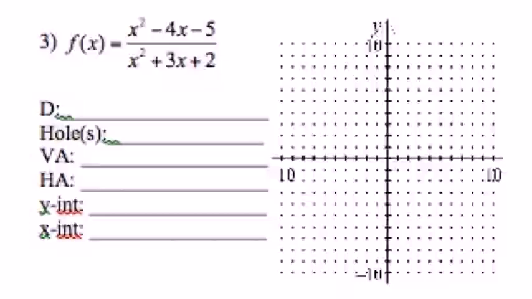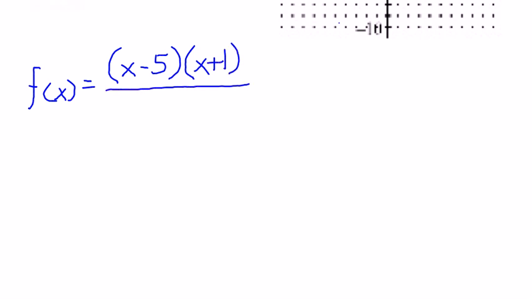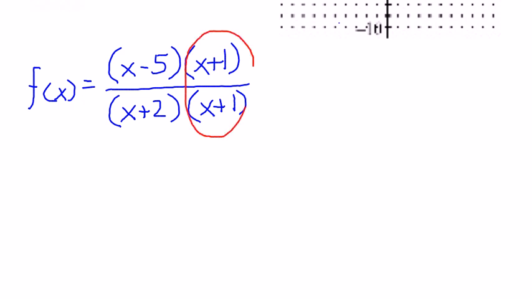The first thing you need to do is factor the numerator and factor the denominator. So that means that our function, x squared minus 4x minus 5, is going to factor as x minus 5 times x plus 1. And x squared plus 3x plus 2 is going to be x plus 2 times x plus 1. So you're looking for common factors, and in this case, x plus 1 is the common factor.